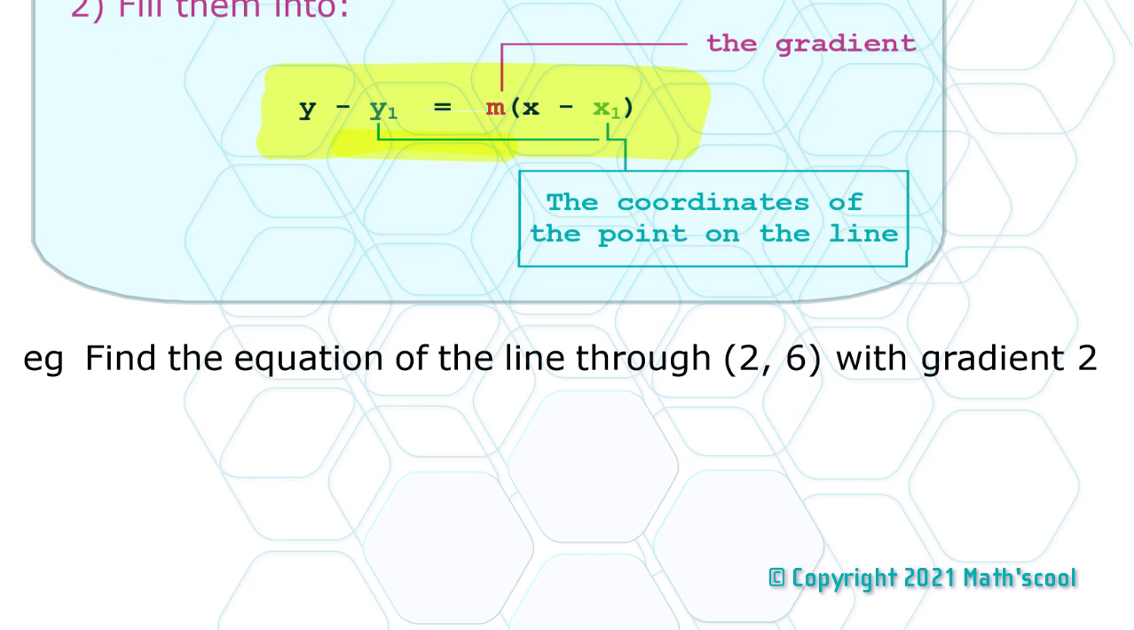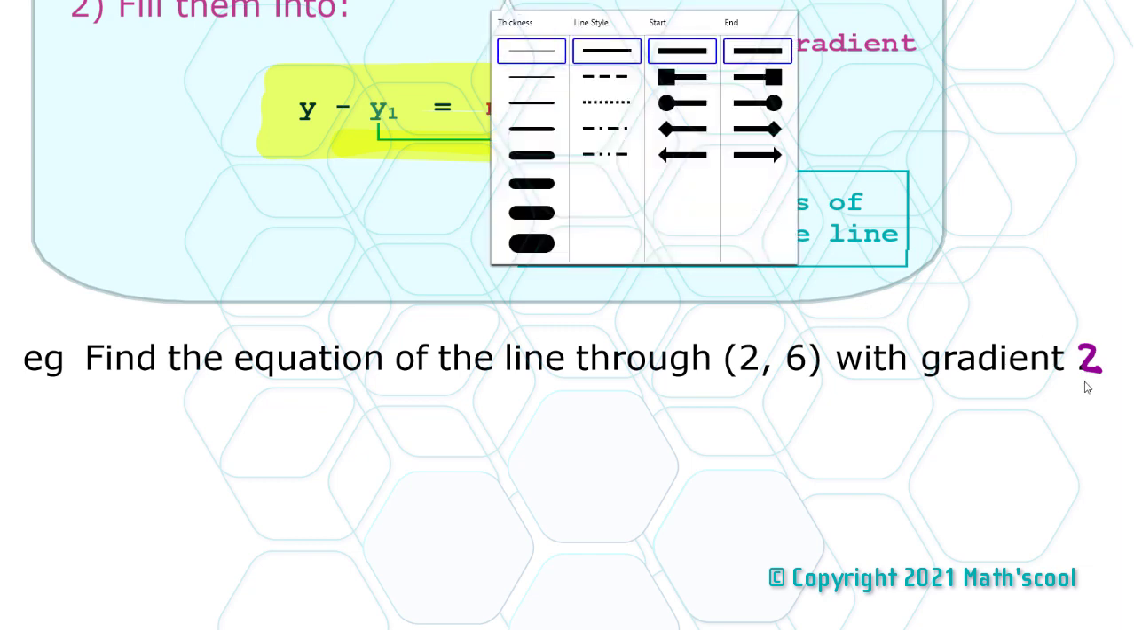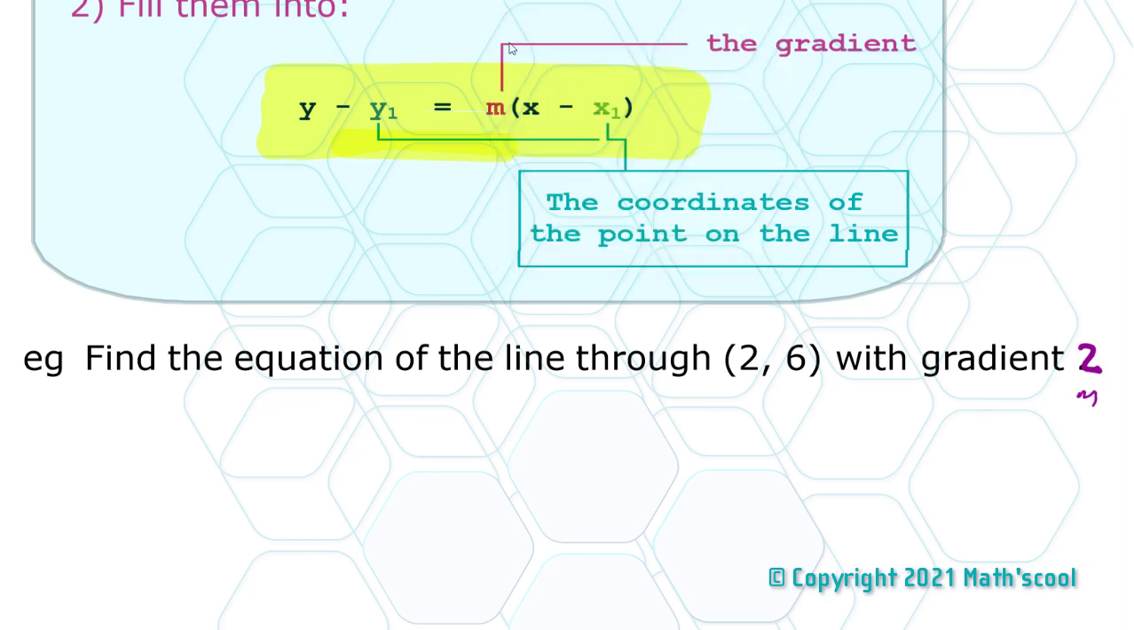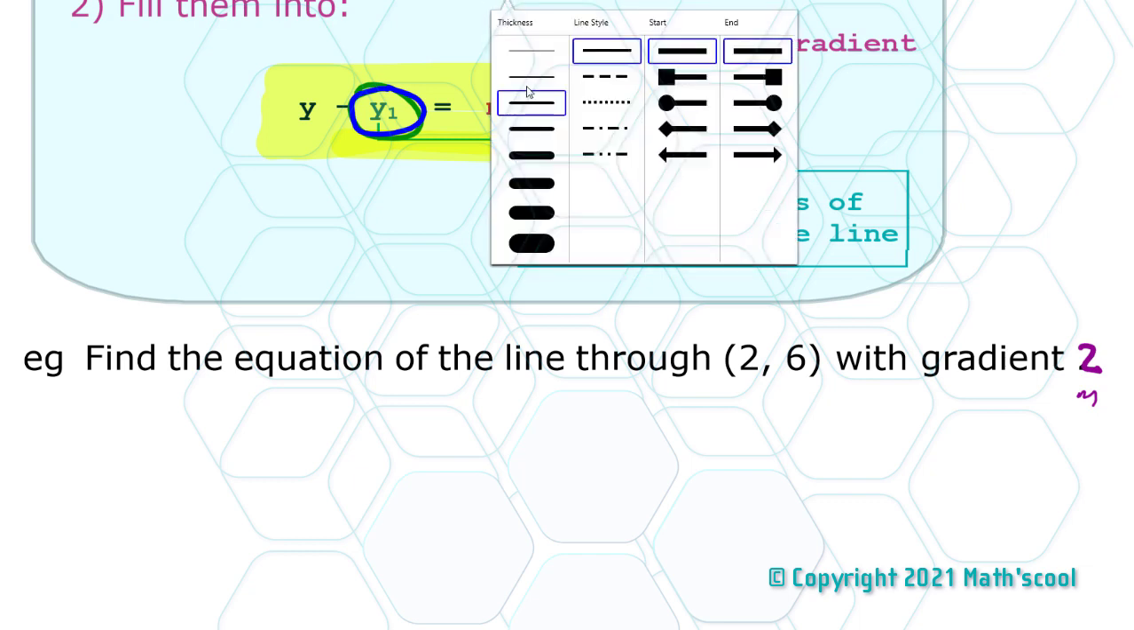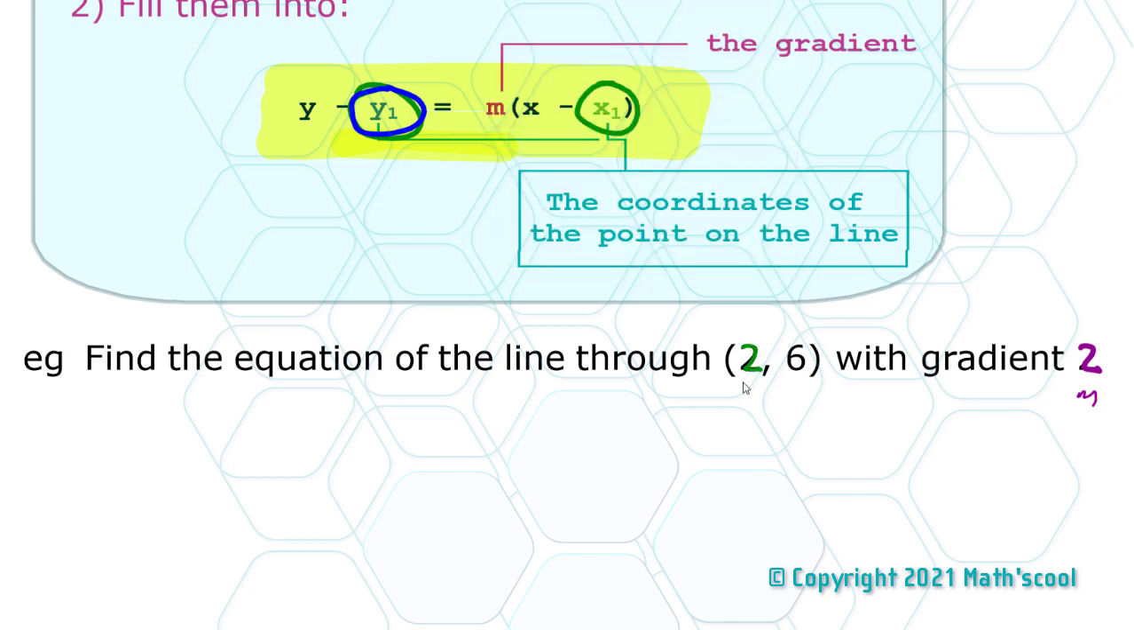So m is the gradient. In this case, my gradient is 2, and so that's my m. And x1 and y1 are the point that you know. So x1 is 2 and y1 is 6. Okay, so let's fill them in. y minus y1, which is 6, equals my gradient 2, times x minus my x1, which is 2.